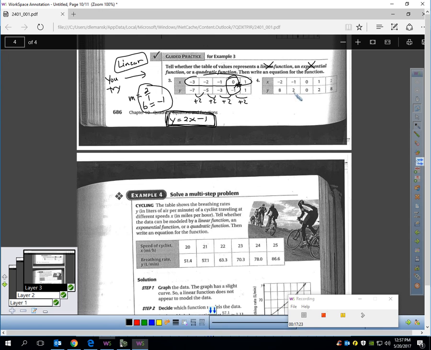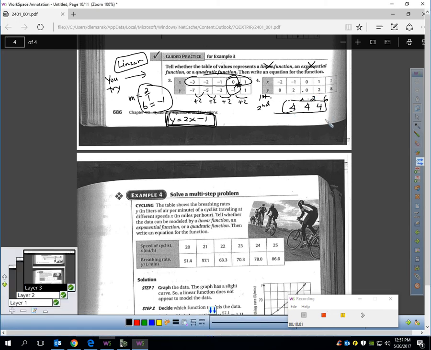So let's check, is it quadratic? Second differences. 2 minus 8 is negative 6. 0 minus 2 is negative 2. 2 minus 0 is 2, and 8 minus 2 is 6. That's called the first difference. I'll just write first here. Let's get the second difference, see if they're the same. Negative 2 minus negative 6 would be positive 4. 2 minus negative 2 is positive 4, and 6 minus 2 is 4. Yeah, my second differences are the same.